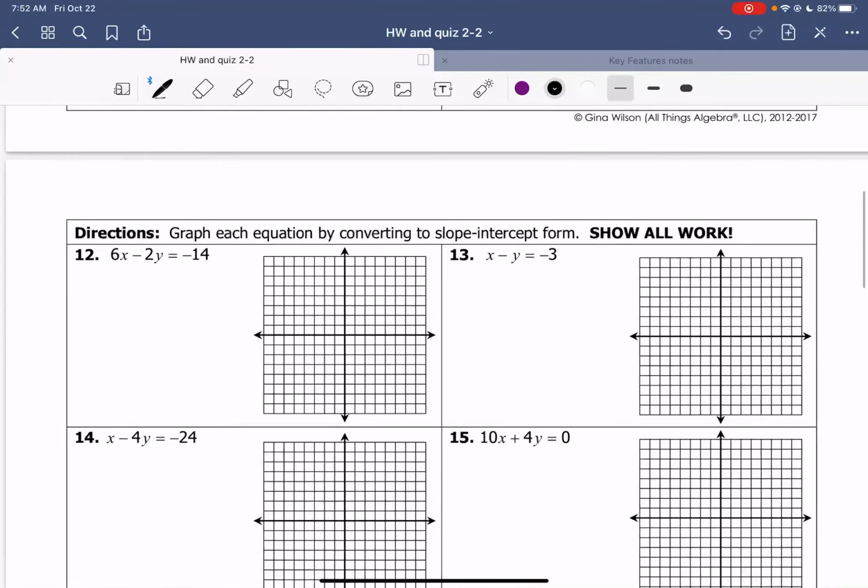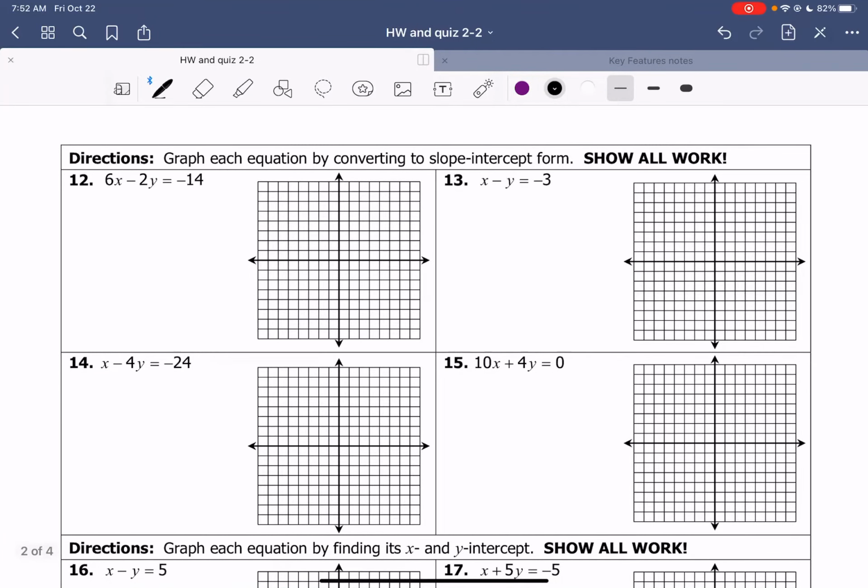The next section is asking us to graph each equation by converting to slope-intercept form. So each of our equations is now given in standard form. So I'm going to go ahead and do number 14.